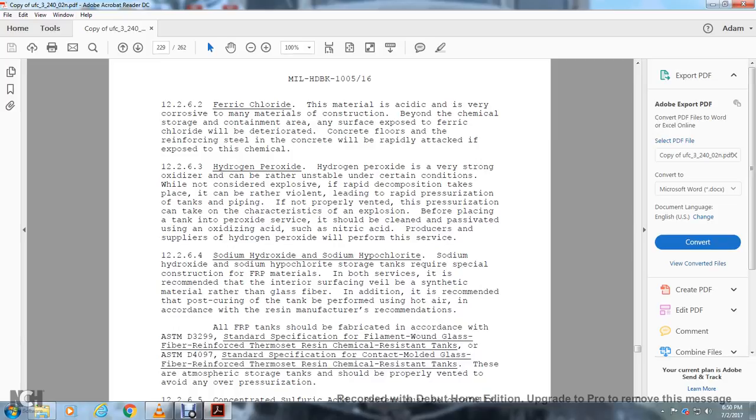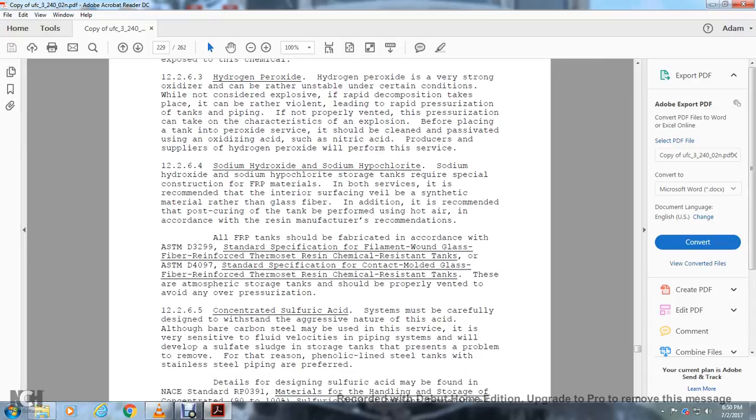Sodium hydroxide and sodium hypochlorite. Sodium hypochlorite storage tanks require special construction for FRP materials. For both services, an interior surface with synthetic veil material rather than glass fiber is recommended. In addition, it is recommended that post-curing of the tank be performed with the use of hot air, in accordance with the manufacturer's recommendation.